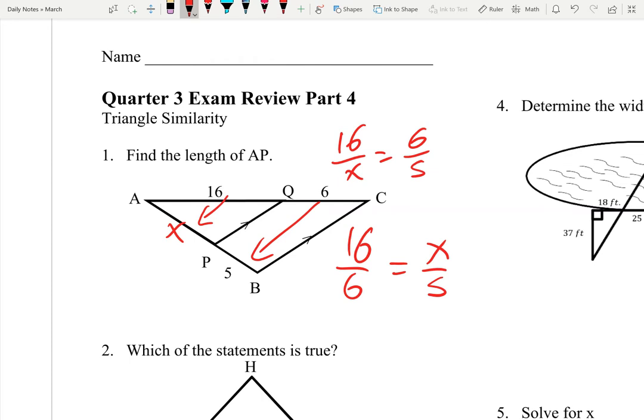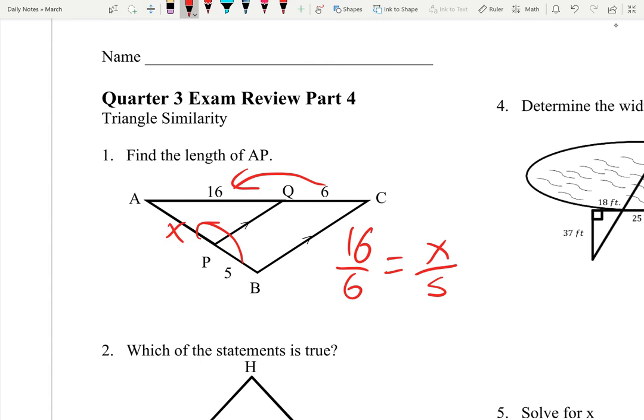Right? Now, you'll notice both of these, when you cross multiply, you're going to have 16 times 5 still. You're going to have 6 times x still. So either way, it's still going to be set up the same way. You still get the same result. Of course, if you reverse these and say x to 16, 5 to 6, that's fine. Or if you say 6 to 16 and 5 to x, that's fine.